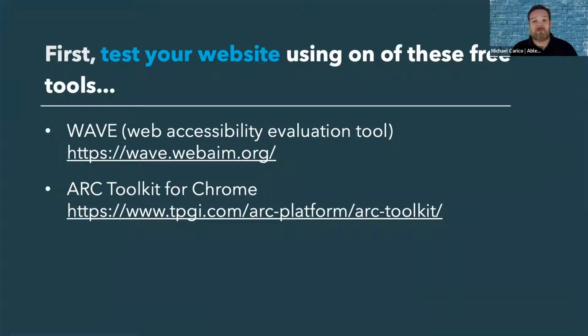Wave, I actually love. It shows you your website. You can point and click and find out all the issues. Arc does the same thing, but it's a toolkit that's made in Chrome. So as you're browsing the web, you can go, oh, they didn't fix this. Oh, they didn't fix that. So those two tools are ones that I would recommend, and they're easy enough that I think anybody can get a good idea of what's going on.